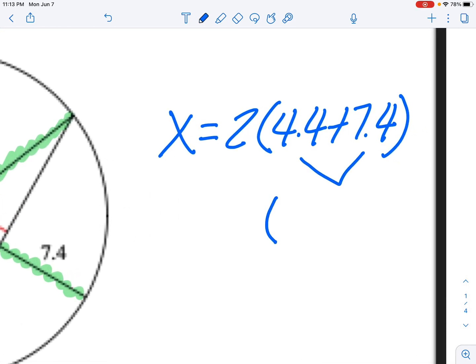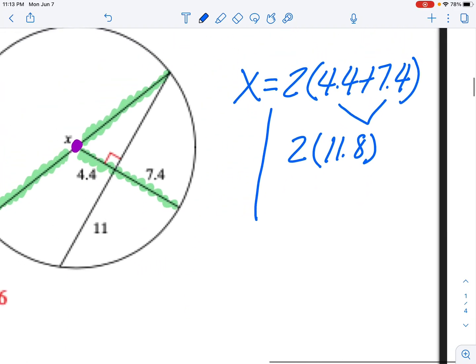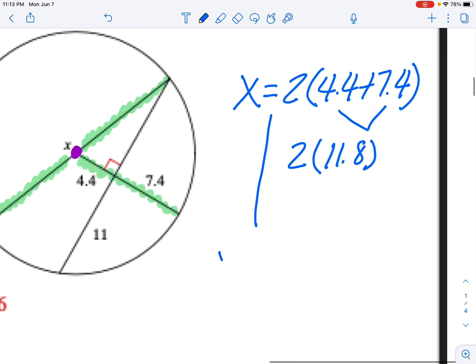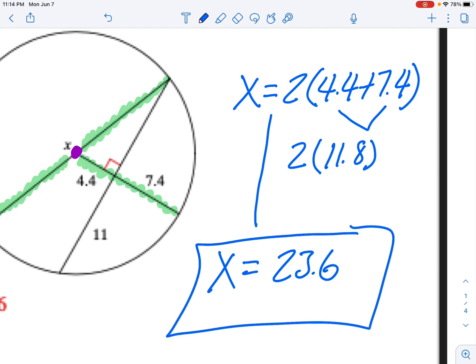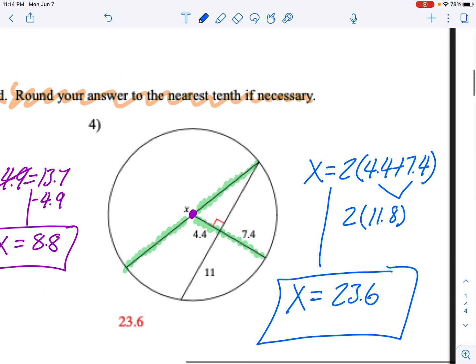Okay? So I do parentheses first, right? 4.4 plus 7.4 is 11.8. And then I bring down my 2, right? And then I get x is equal to 2 times 11.8, which is 23.6. And there you go. Look at that. That's my solution for number 4.